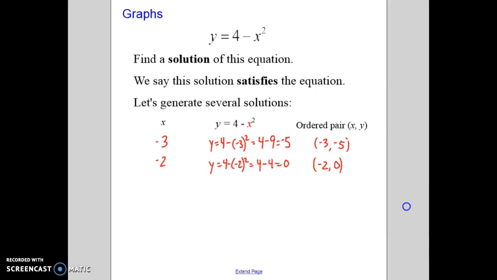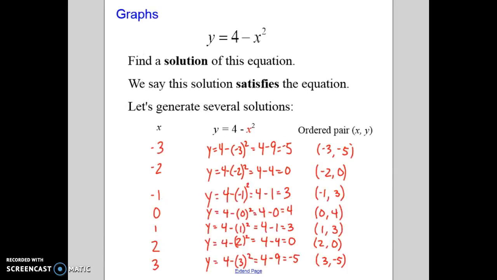So now go ahead and plug in a few more points. I'd like you to plug in -1, 0, 1, 2, and 3, and find the ordered pairs for those points. And again, go ahead and press pause, finish that up, and then press play when you're ready to check. Ta-da! So there are the points that you get when you plug those in.